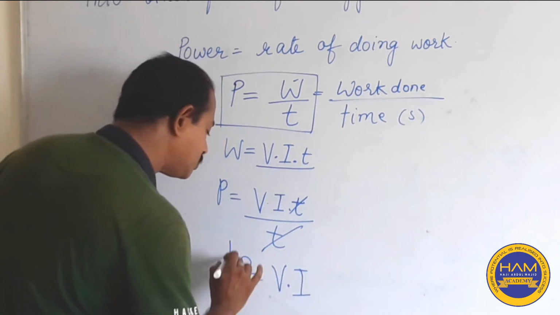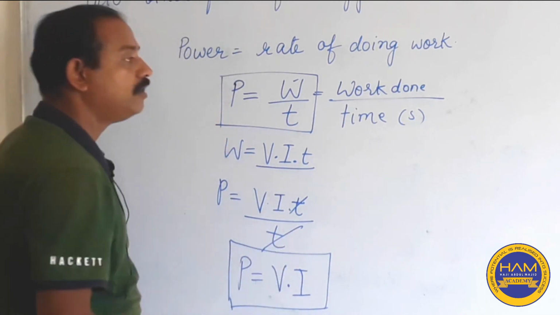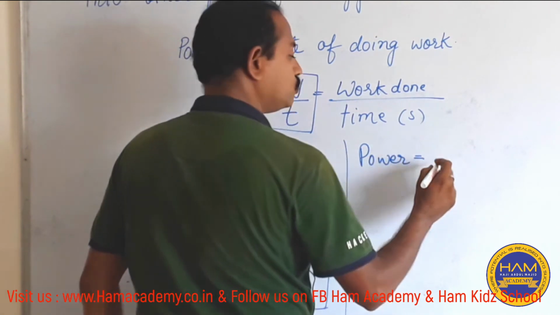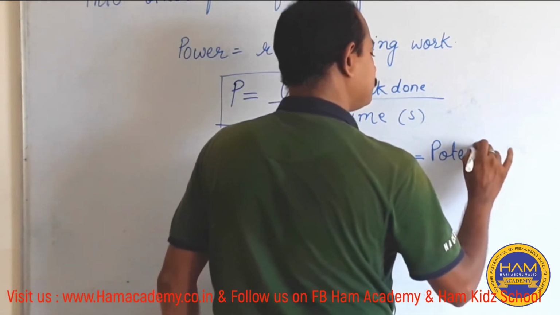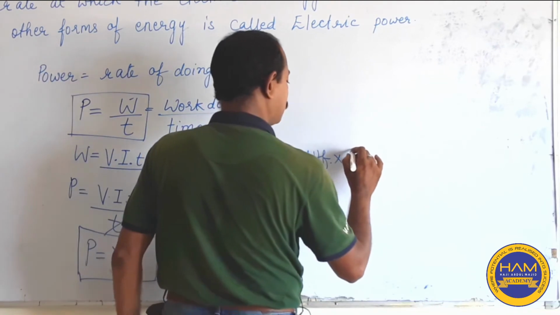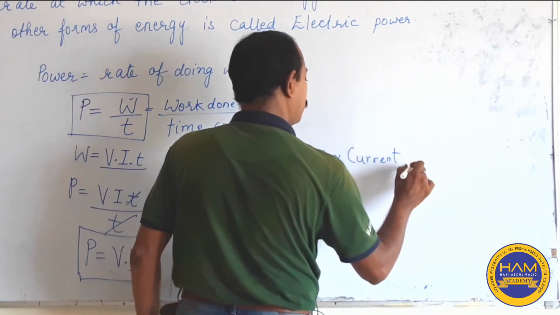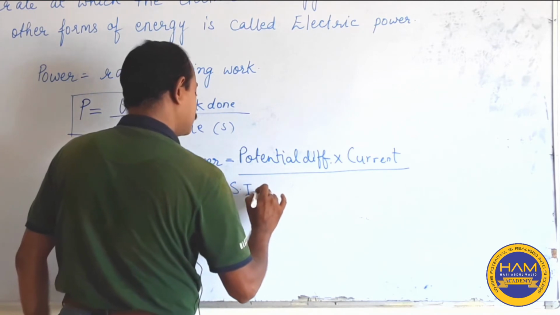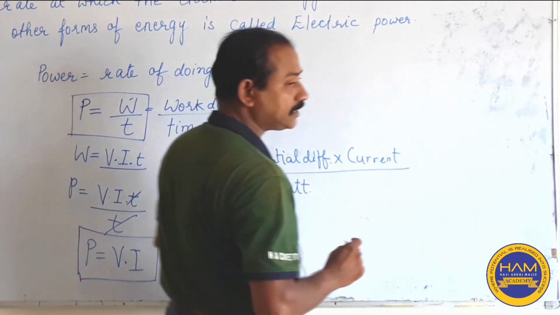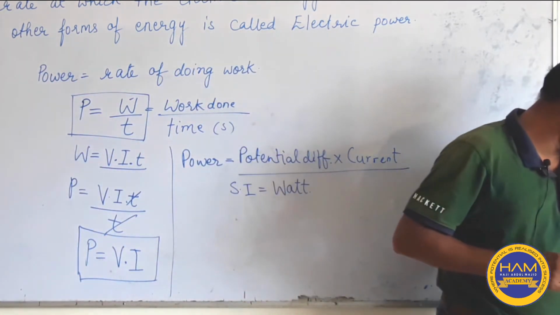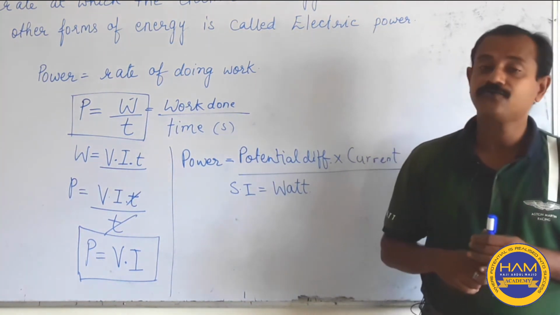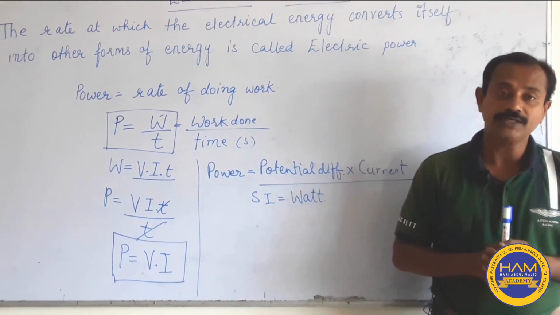This is the most commonly used formula for electric power, that is, power is equal to the potential difference across the conductor multiplied by the current. This is the basic form of this equation. Its SI, or the International System unit, is watt, W-A-T-T. This equation was found by Mr. James Watt while he was dealing with heat and the Carnot engine. So, in honor of Mr. James Watt, the unit has been named after him.